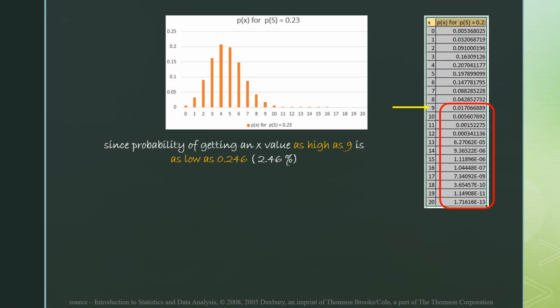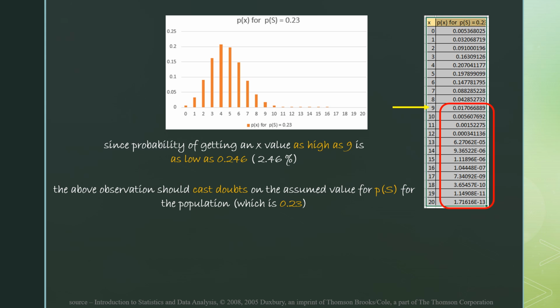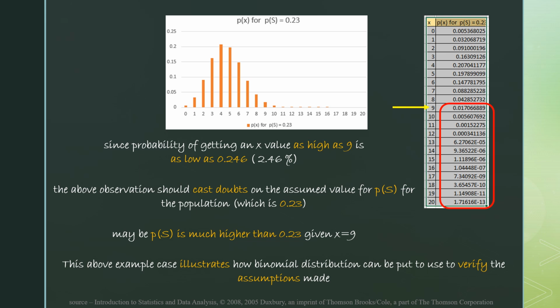Since probability of getting an x value as high as 9 is as low as 2.46%, the above observation should cast doubts on the assumed value of probability of success for the population, which is assumed as 0.23. Maybe probability of success is much higher than 0.23, given that we got a value 9 for x. This above example illustrates how binomial distribution can be put to use to verify the assumptions, in this case the assumption with respect to the probability of success for the population.